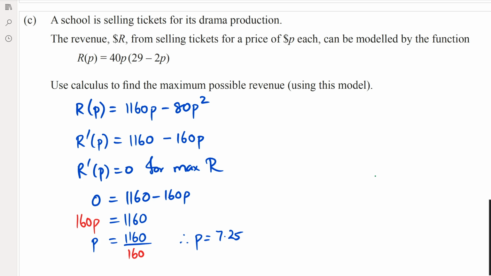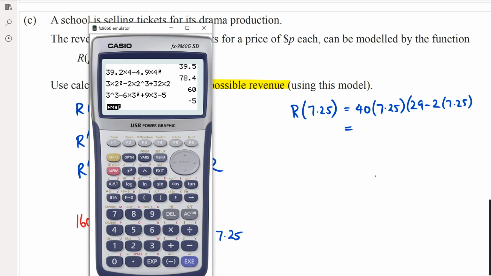All right, but just remember one more thing. This question is asking us to use calculus to find the maximum possible revenue. What you've just found is what the price of the ticket should be to get the maximum revenue, which means we actually got to go back and put it into R to find out what the maximum revenue is. So in other words, we got to go R of 7.25 equals 40 times 7.25 multiplied by 29 minus 2 times 7.25. Let's just hope I'm right on this, but let's try it out.